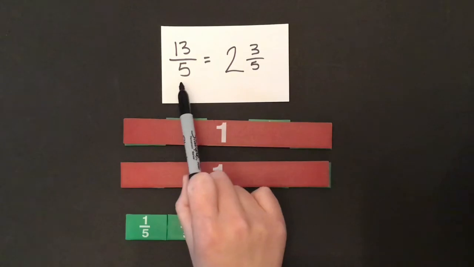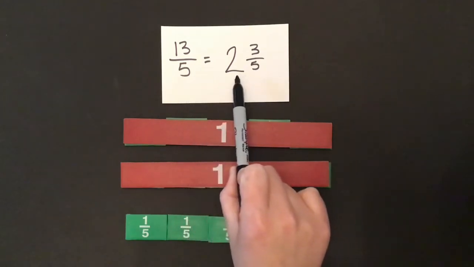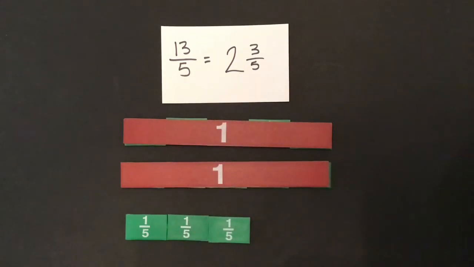So that is my improper fraction changed to a mixed number. It's not that I really changed the amount, it's the same amount, I'm just changing the name. So I'm converting it from an improper fraction name to a mixed number name. But they're both the same amount. 13/5 is the same amount as 2 3/5.